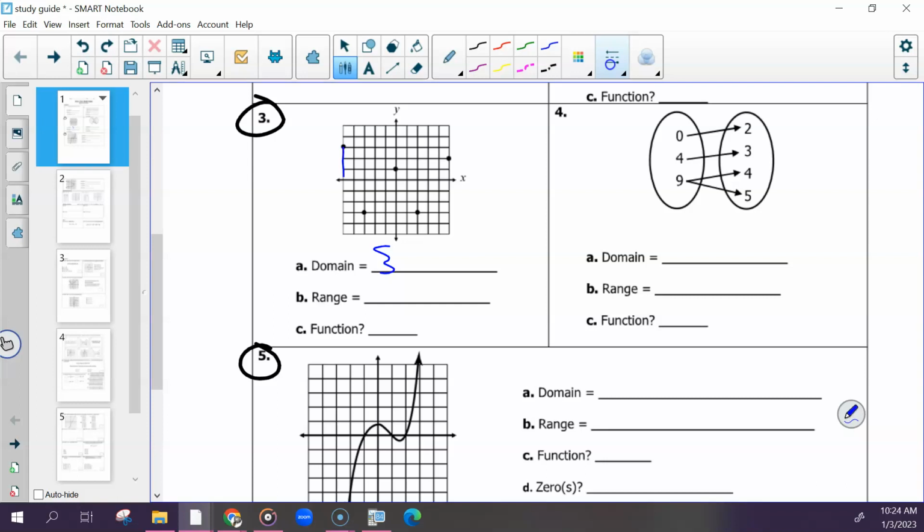So -5 would be the first one. -3 would be the next one. 0, 2, and then 5.